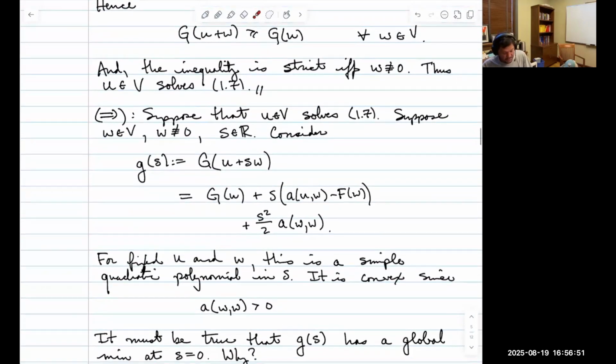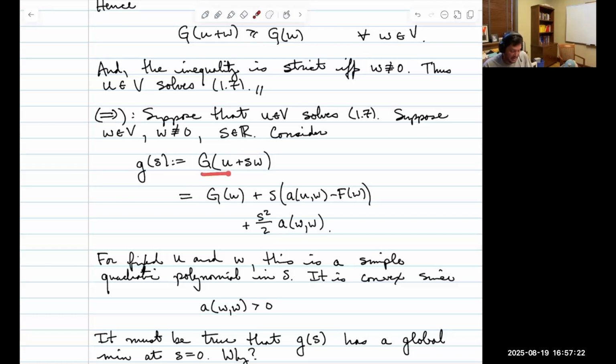Now we're going to go the opposite direction, and we're going to suppose that U solves 1.7. We don't know yet if we have enough information to say that it always has a unique solution. And we're going to suppose that W is in V, and W is not equal to 0, and S is a real number. Then we're going to consider this function g(S), which is big G(U+SW).